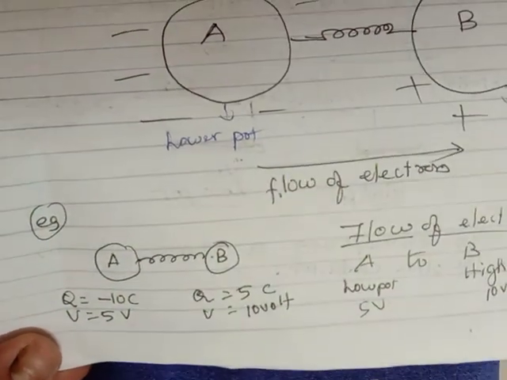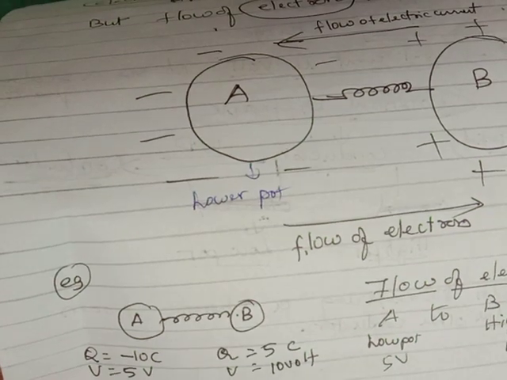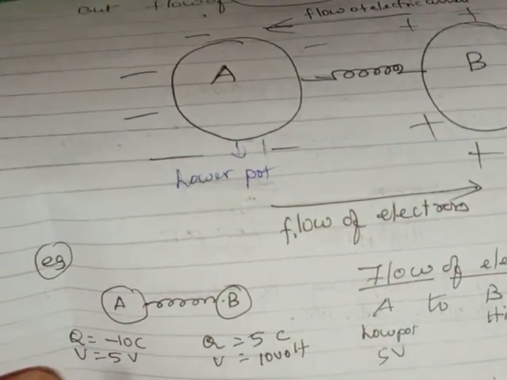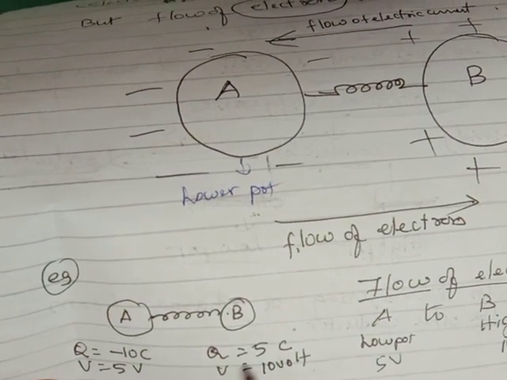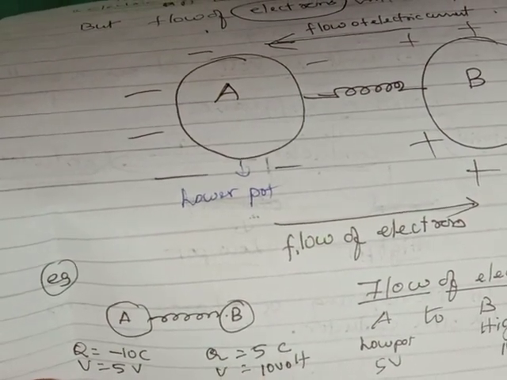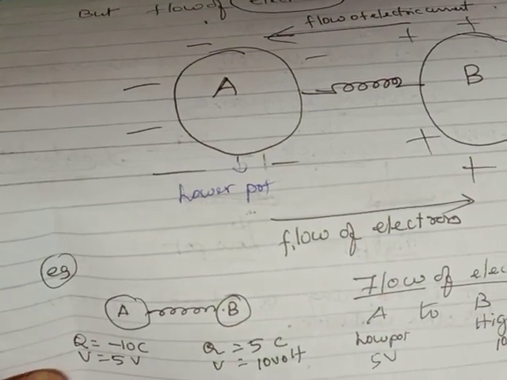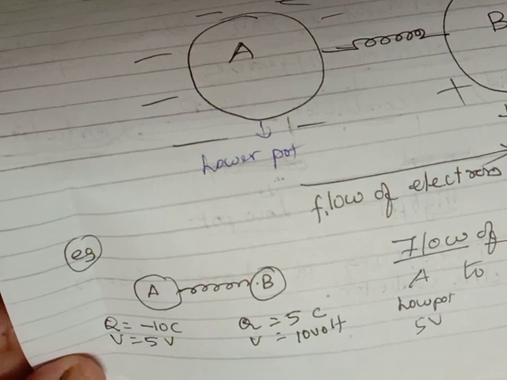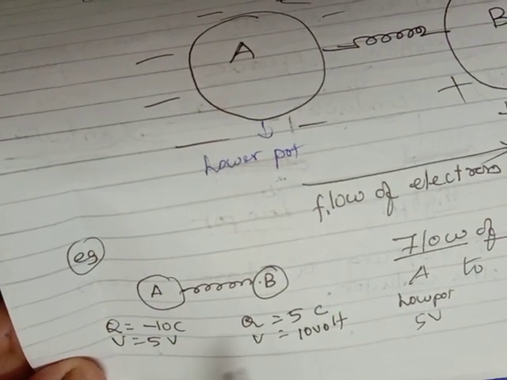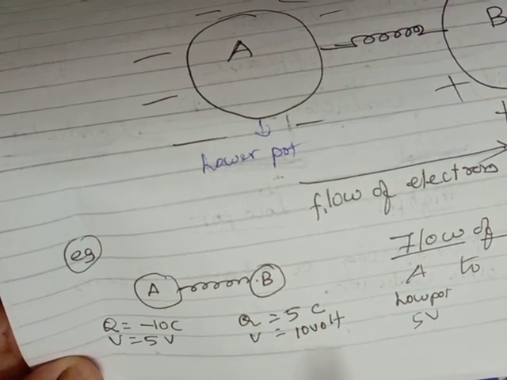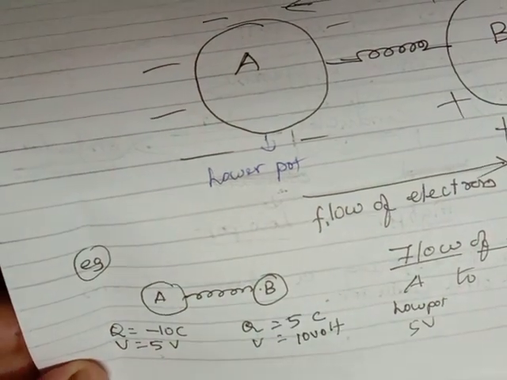So there is a numerical problem here for your understanding. I am considering two bodies A and B. The charge Q is equal to minus 10 coulomb, and the potential is 5 volt only. Here the charge is 5 coulomb, and the potential V is equal to 10 volt. Now please tell me which is at a lower potential. This is lower potential, but it is an excess region of electrons. This is higher potential, a deficit region of electrons. Now tell me the flow of electrons. From where will electrons flow?